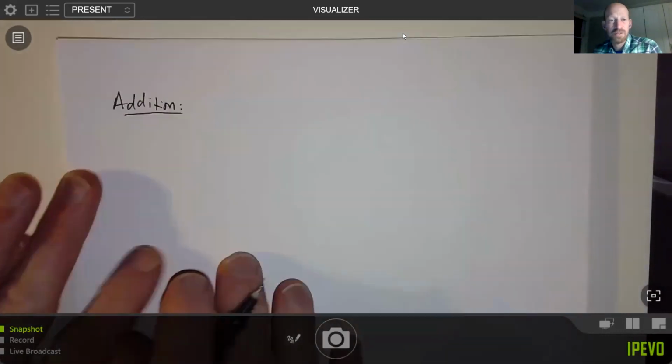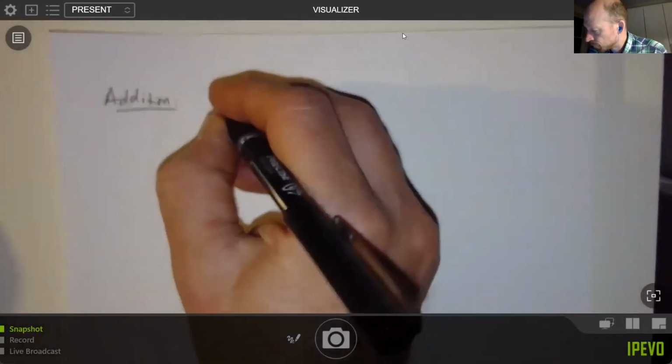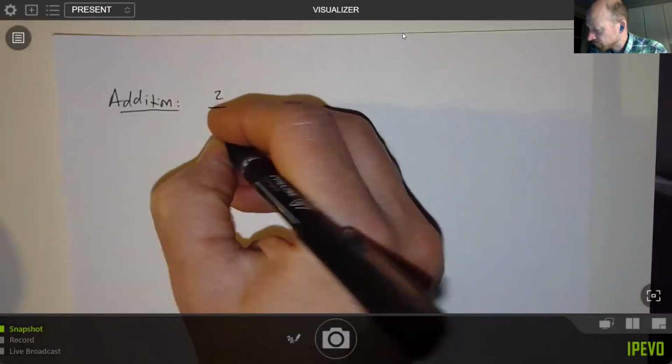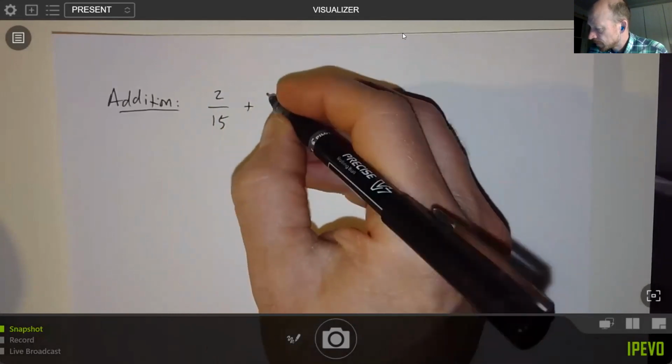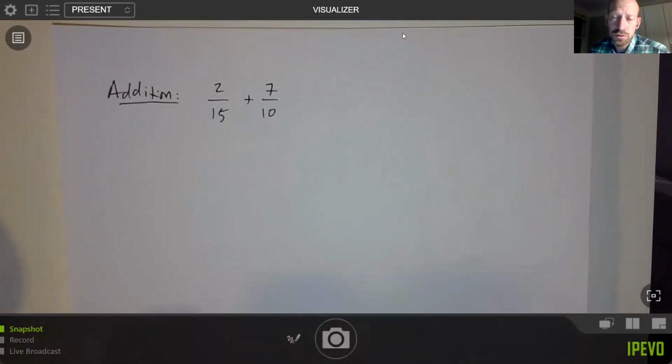So our next step is addition. Normally we do addition before multiplication, but it turns out that multiplication is actually easier than addition, so we save that for later, which is right now. And let's do 2/15 plus 7/10. So just so you remember, when you're trying to add fractions together, you need common denominators.